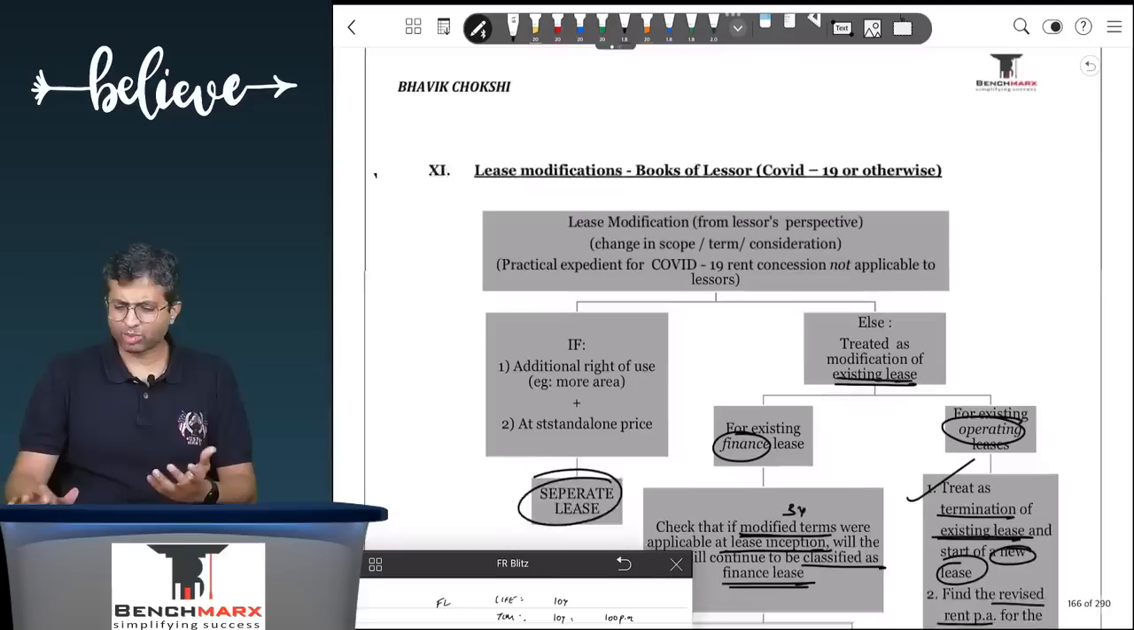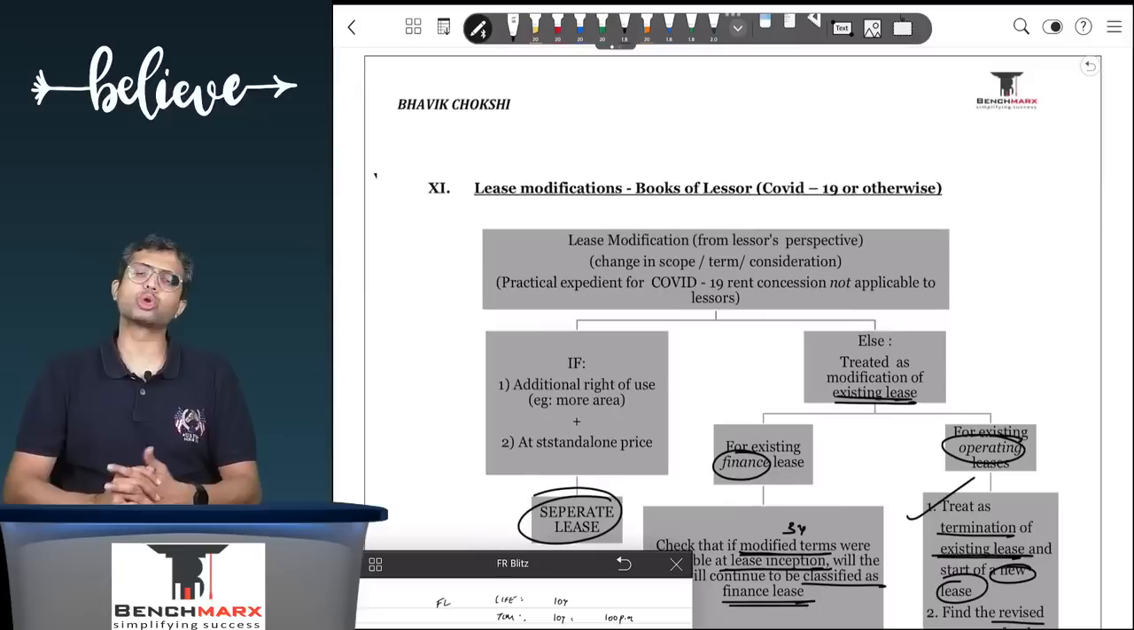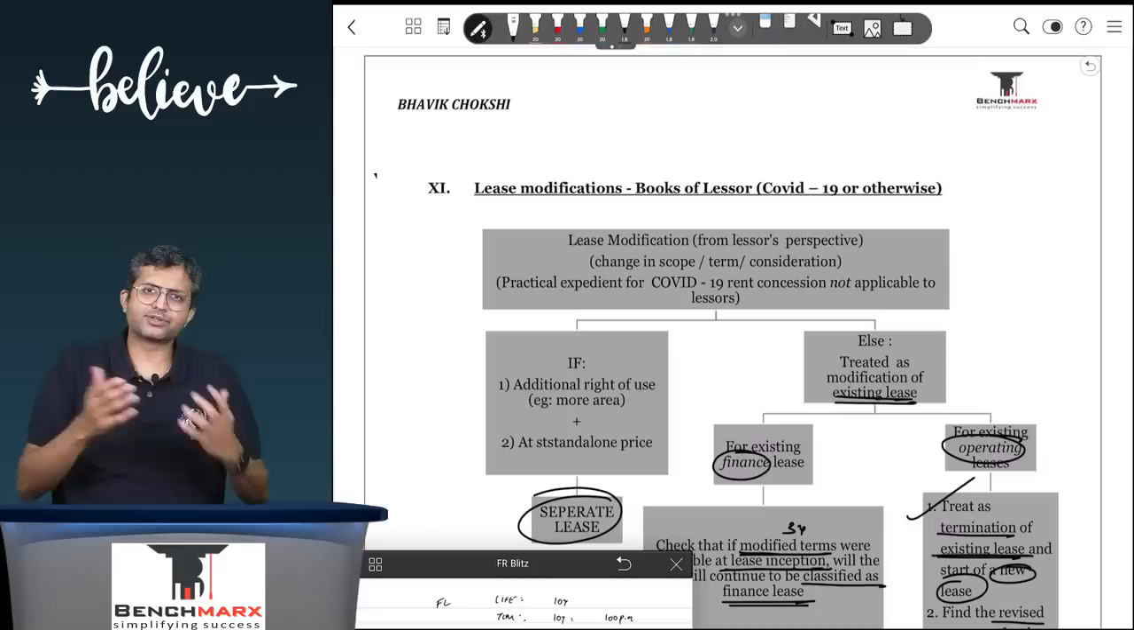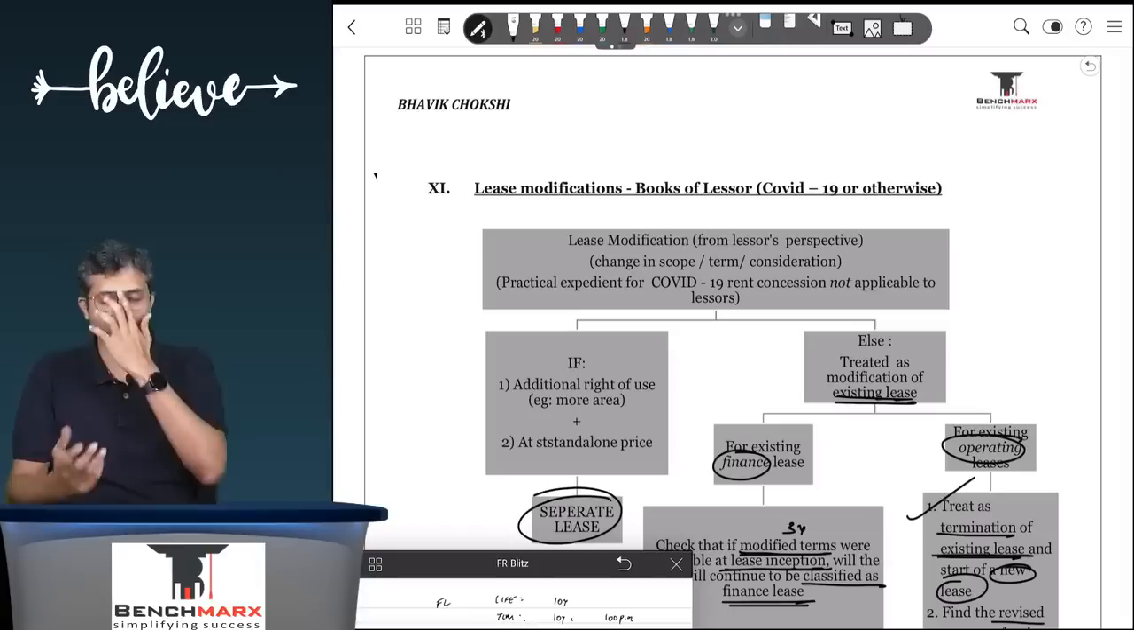You have, I think, got one question on COVID-19 modification for lessee. You have got one question on lease remeasurement. In your exams, you have got one question on sale and leaseback. You have got one question on classification of a lease as finance or operating for the books of the lessor. You have not yet received any question on lease modification. There are one or two small cases in the institute study material on this.